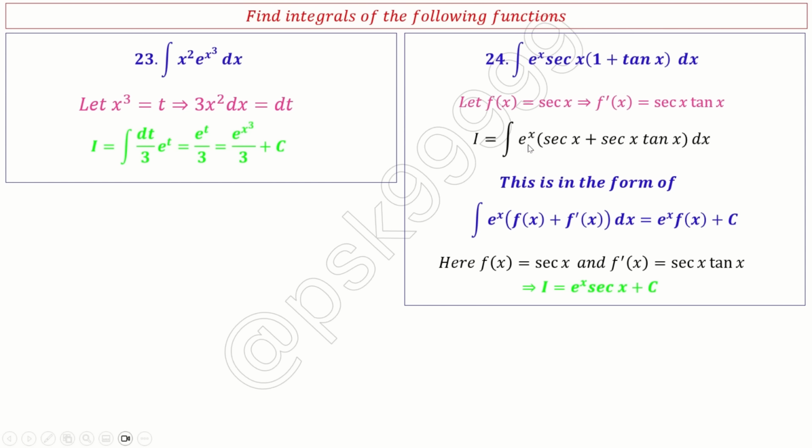This is again in the form of integration of e to the power of x into f of x plus f dash x, whose answer is e to the power of x into f of x. So here f of x is secant theta, and f dash x is secant theta tan theta. So my answer is e to the power of x into secant x plus constant.